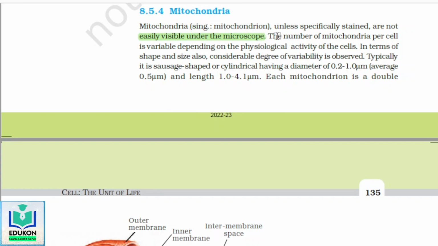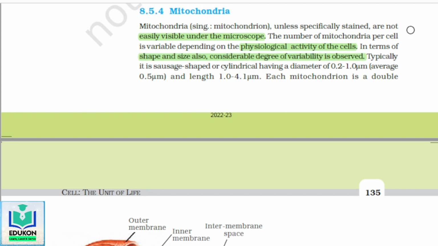The number of mitochondria per cell is variable, depending on the physiological activity of the cell. What is physiological activity? Like movement of ions, transport of molecules, and endocytosis, etc. In terms of shape and size also, a considerable degree of variability is observed.